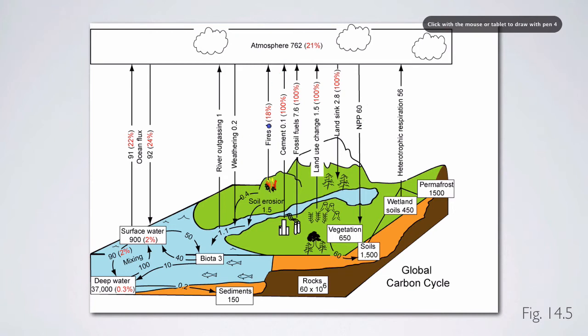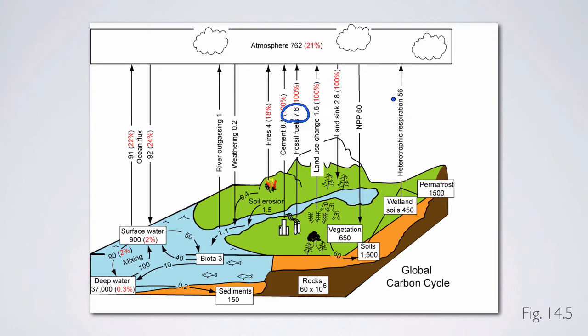Now, fluxes to the atmosphere. River outgassing and weathering of rocks, pretty small numbers. Fires, we're at 4 petagrams, 0.1 for cement. Fossil fuels, 7.6. Land use change, 1.5. And then we've got heterotrophic respiration again, was at 56. So fires, that's a lot of carbon leaving the terrestrial biosphere into the atmosphere. So it's almost 10% of what we see for heterotrophic respiration. Not quite, but almost. Fossil fuel use, 7.6.